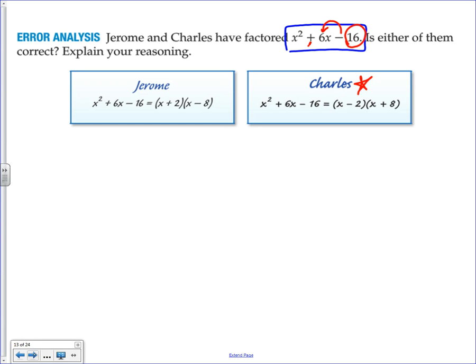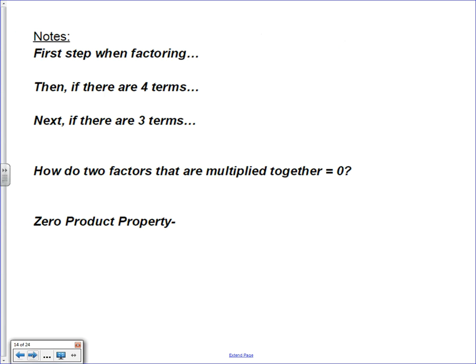Anybody have any issues with those before we get on to our regular problems for today? We're all good? Okay. I do have one follow-up question, though. What would Jerome get? He's not going to get that, but he's going to get something close to that. If he has his minus with the 8 and the plus with the 2, what is he going to get for his trinomial? Yeah, he's going to get a negative 6 right here instead of a positive 6. Does that make sense?